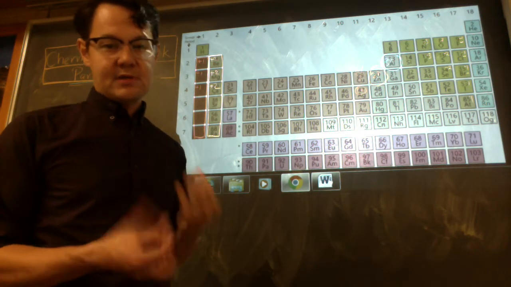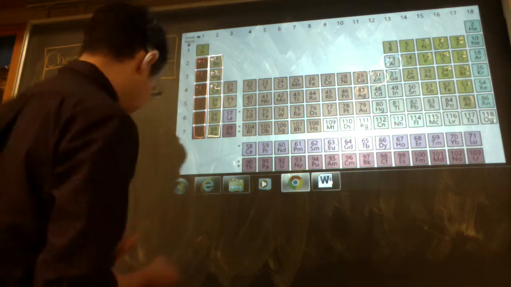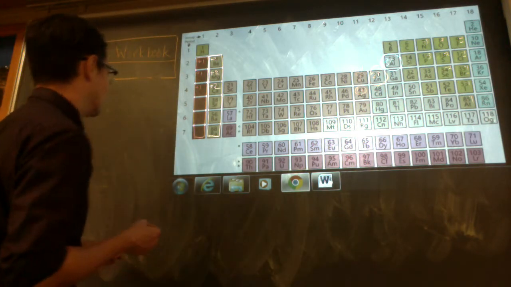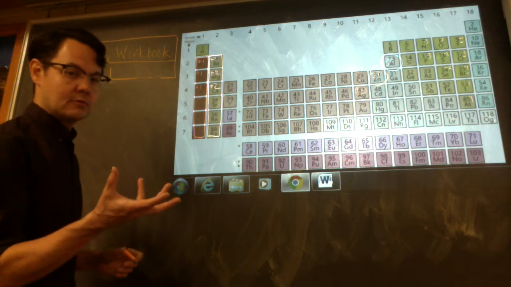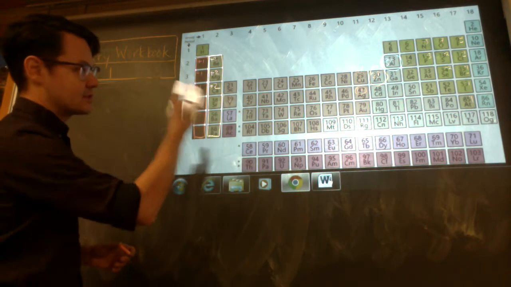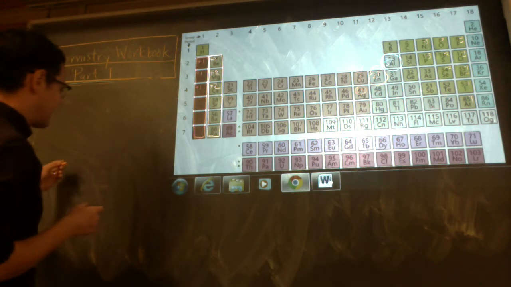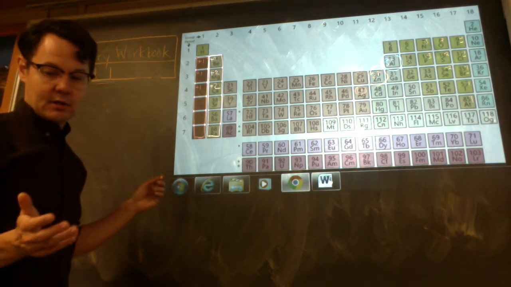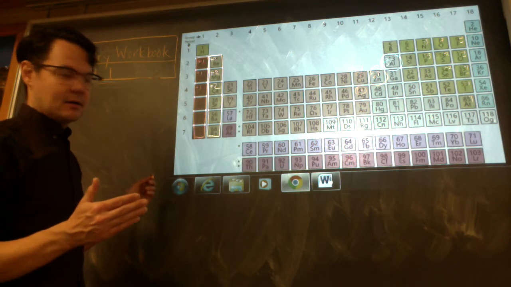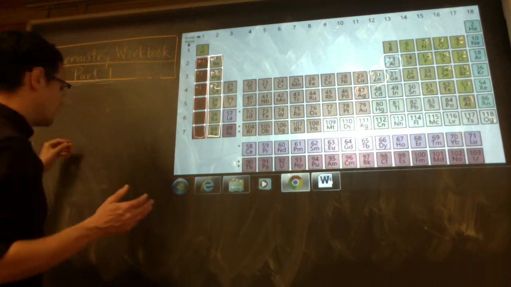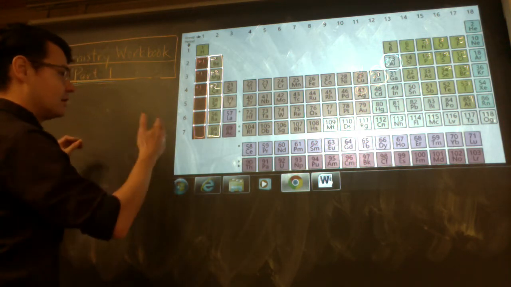So what we need is some way to tell which one we're using. Which one is it? Is it plus 1 or plus 2? I'm going to take a step back for a second, and we're going to make the name of a compound from the formula.